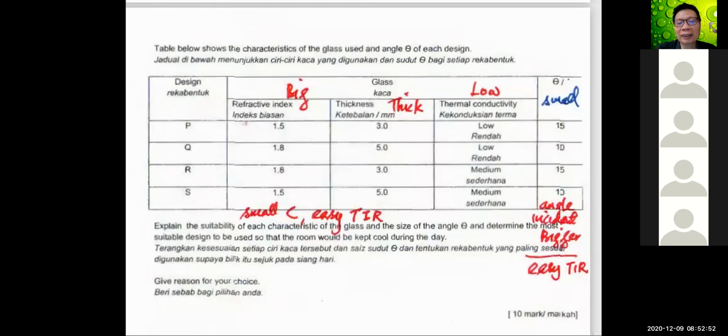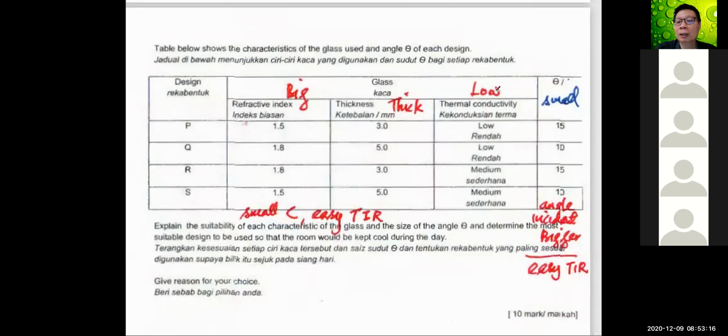Better answer is okay. Never mind lah. You think too much already lah. The simple answer is what? When it's thicker, it can block more sunlight. Correct or not? Thicker means you can block more sunlight. The thicker the glass, it can block more sunlight. That's the reason for thick, because it can block more sunlight.